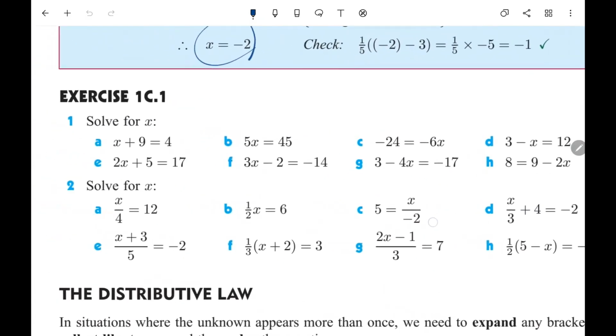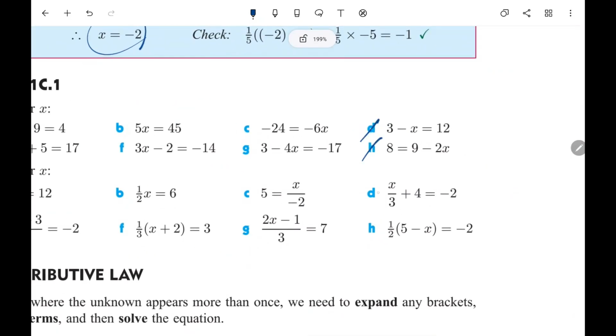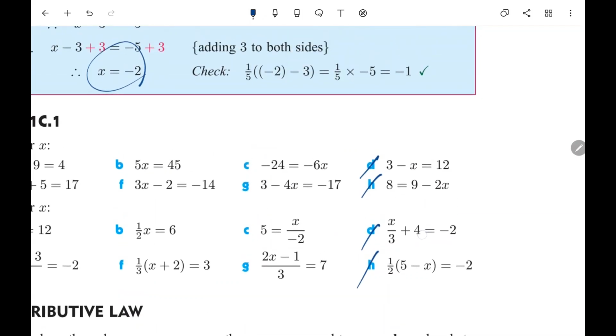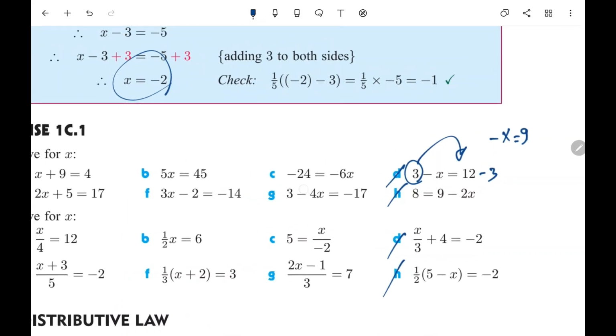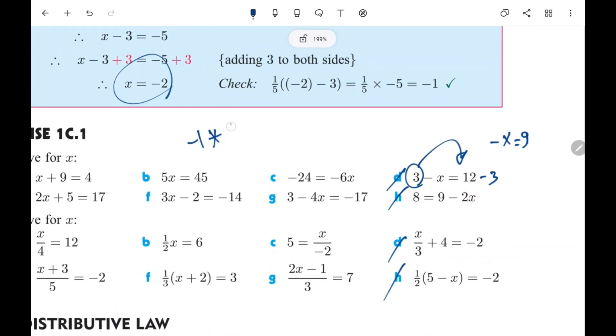As we know, we're going to deal with the next one. Let's go. At the very beginning, we have to deal with the 3. The 3 here has a positive sign, so we will move it with a negative sign. So negative x will equal 12 minus 3. 12 minus 3 equals 9. Mister, we need to get x, not negative x. Yes, I know. So what do I have to do? Let me ask you a question. If we have negative 1 times x, it's going to equal negative 1x.